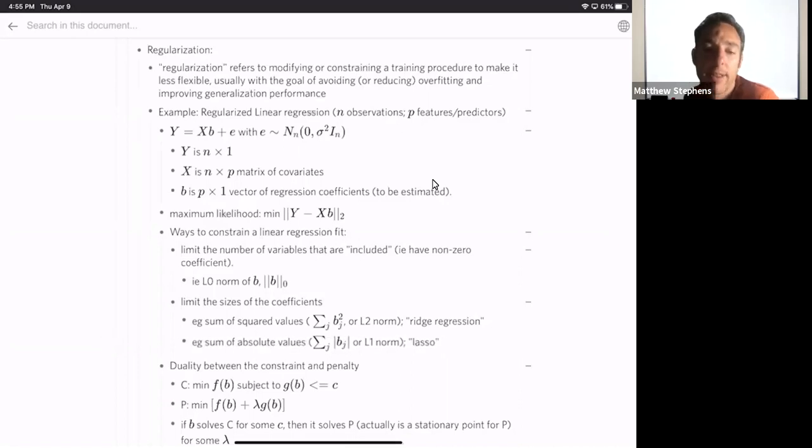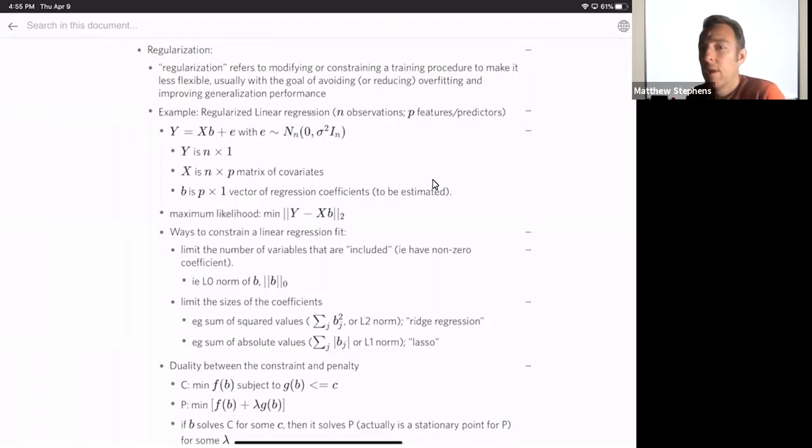These two cases are special enough that they've got special names in the regression context. Using the sum of squared values as a constraint is called ridge regression, and using the sum of absolute values is called lasso, and we'll talk about them both more in a minute. Okay, so that's the idea: a way to constrain, or regularize, a linear regression is to impose some kind of constraint on those coefficients b.